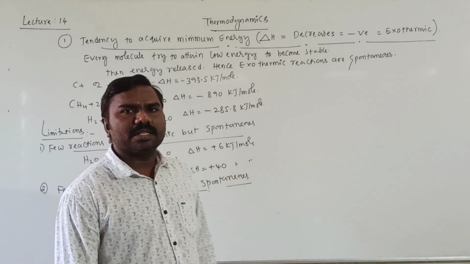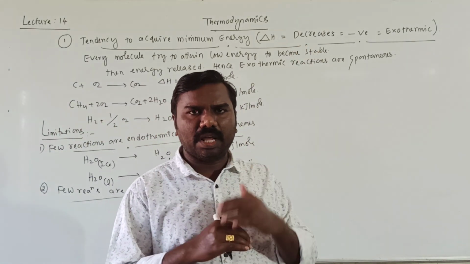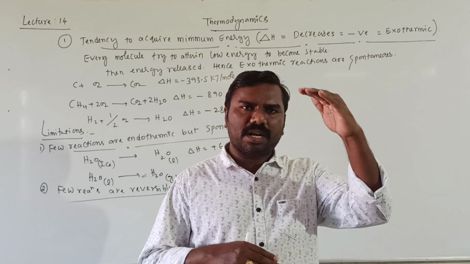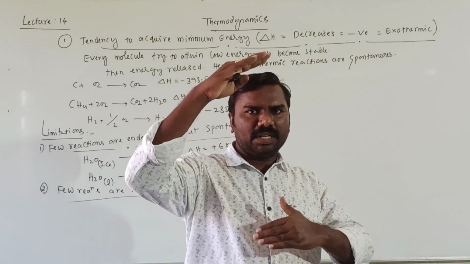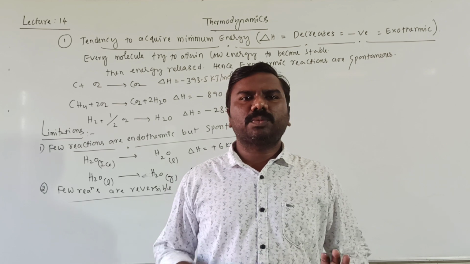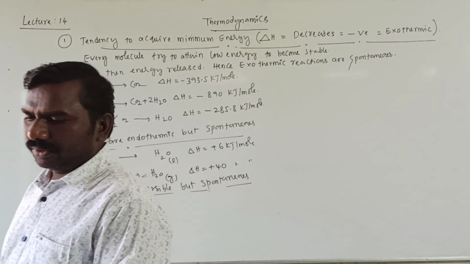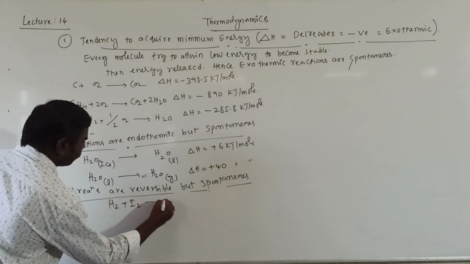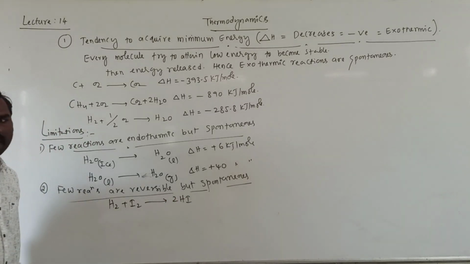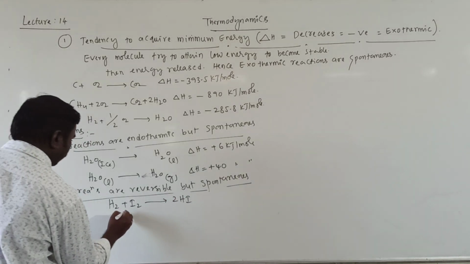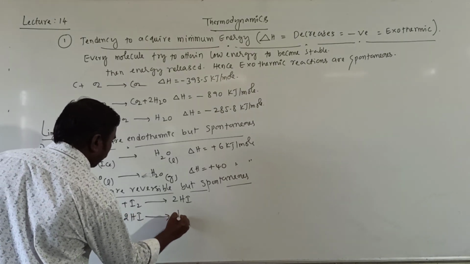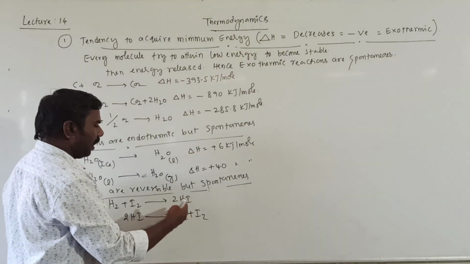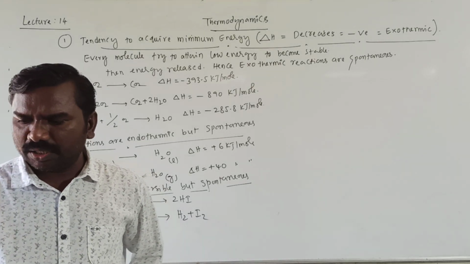As I told you, spontaneous reactions are irreversible, only forward reaction but not backward. But exceptionally, a few reactions are reversible. One is forward, another one is backward, but spontaneous. This is one drawback. Examples are H2 plus I2 gives rise to 2HI. Again, 2HI becomes H2 plus I2. It means H2 and I2 converted into HI, HI converted into H2 and I2. Clear?